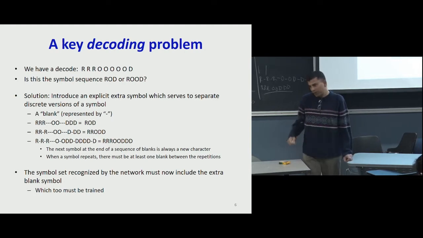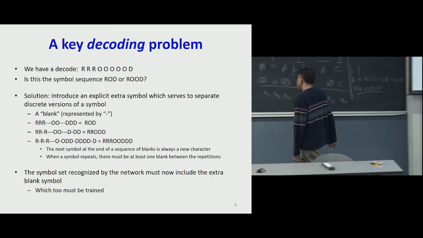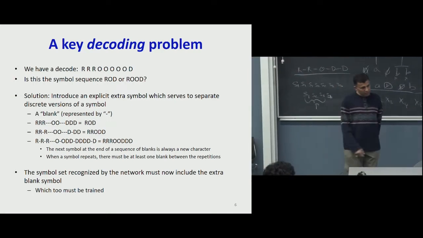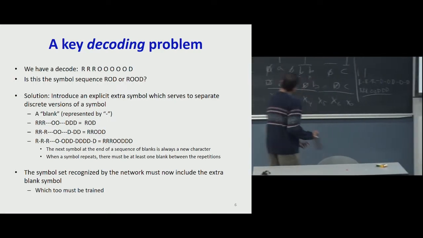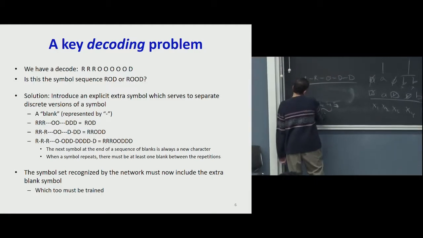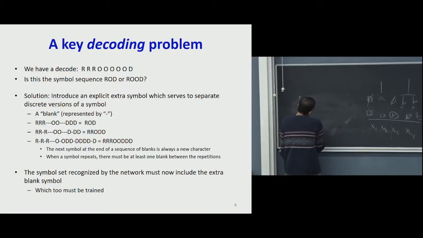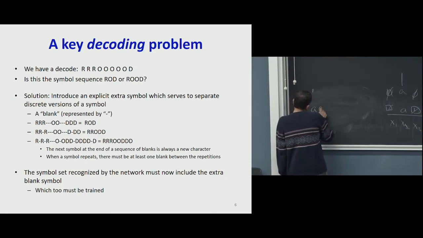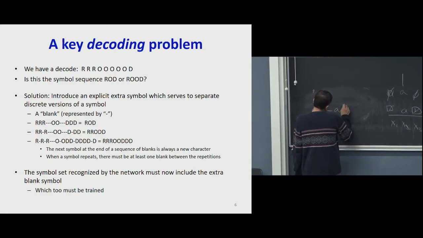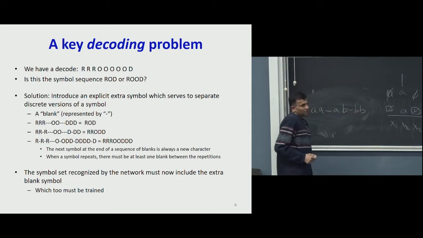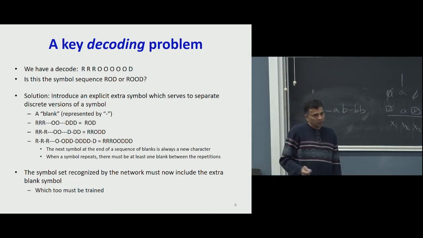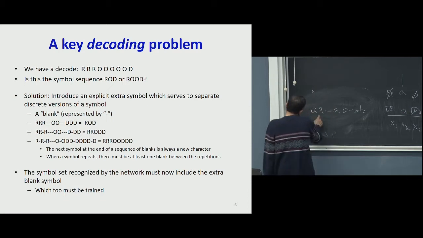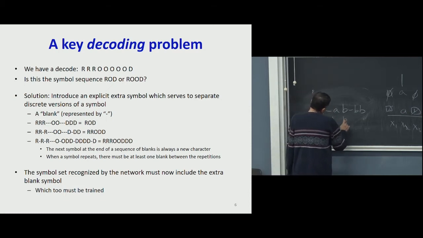Right? So, for example, let's just try this. I'll give you another example and you can tell me what this collapses to. So, let's say I have a hyphen a b hyphen bb. What would this collapse to? This is going to be a BB, right?